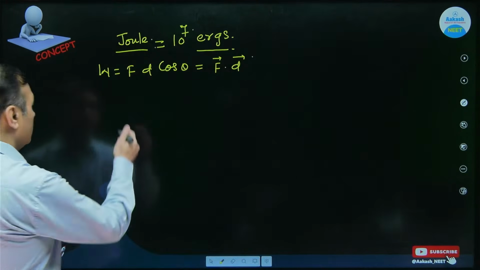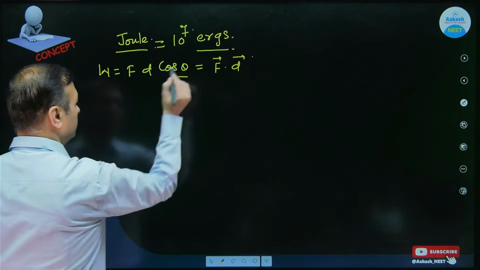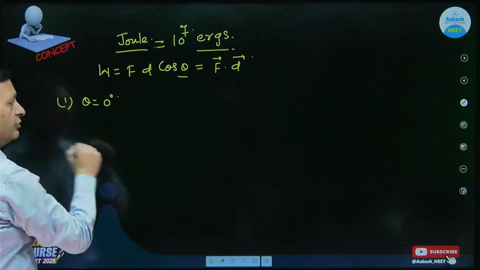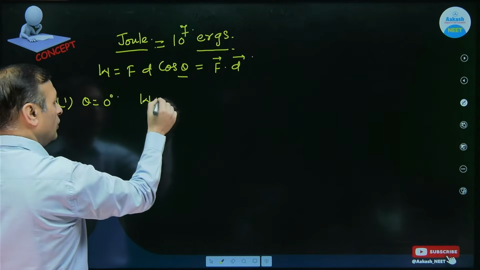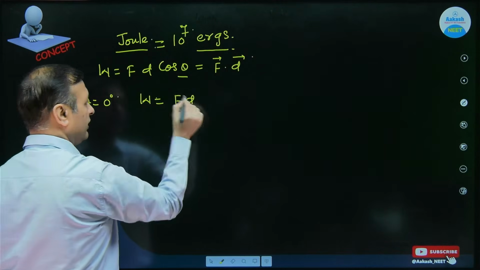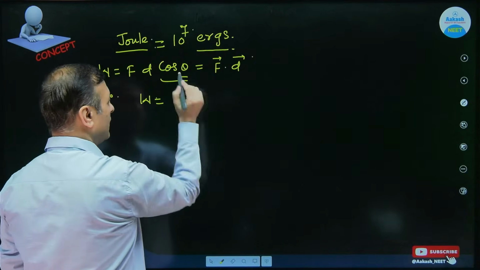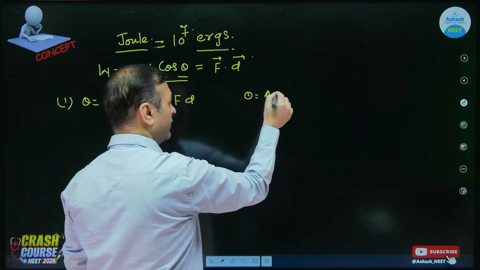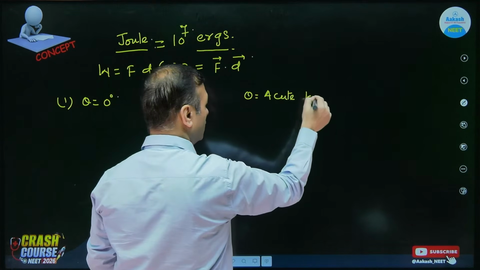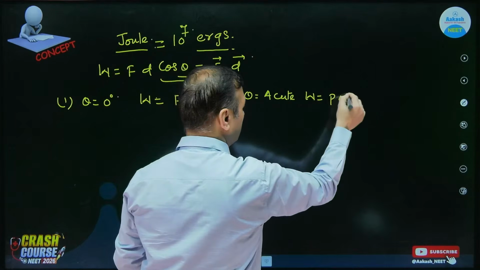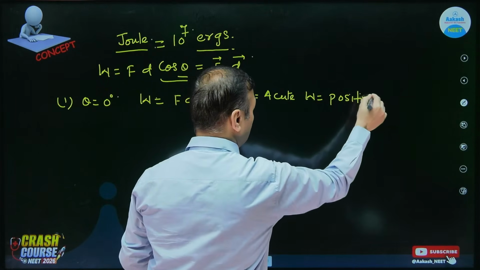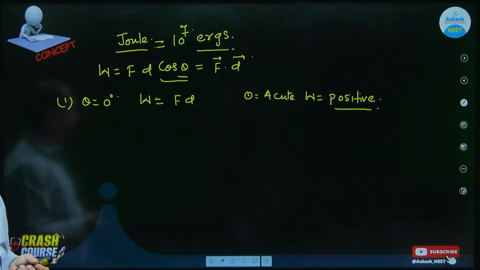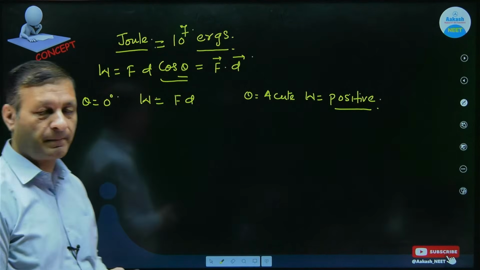Fine. So based on theta again, if theta is 0 degree, work done is F into d only, because cos 0 is 1. And if theta is an acute angle, then because cos theta is positive, work done is positive. You got it or not?